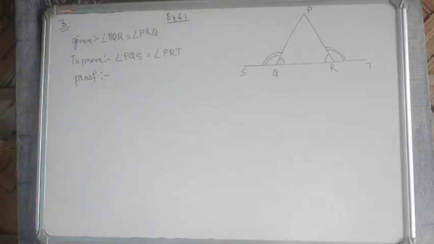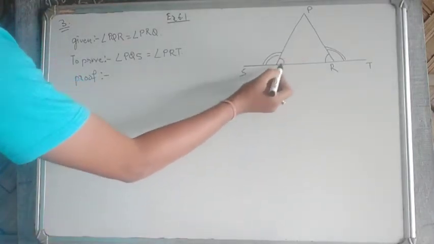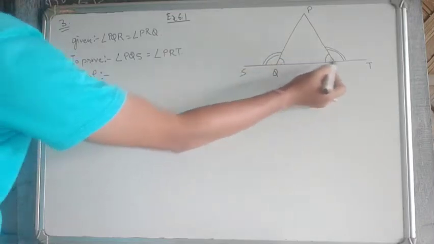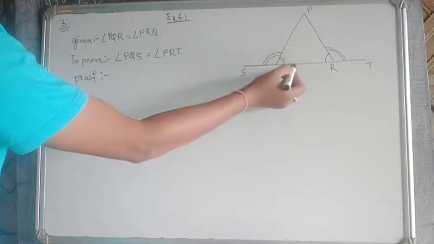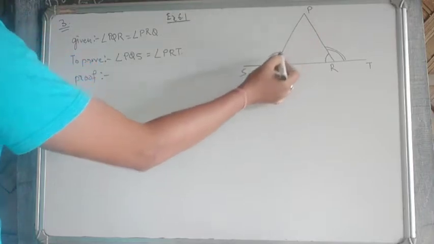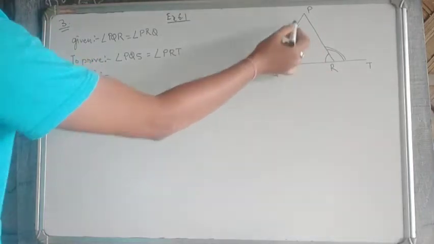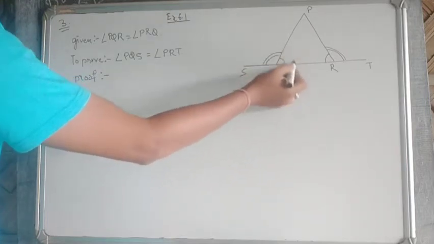So how will you prove that? First we can say this whole is becoming a line SQRT. This is a straight line. So we can say this whole is 180. So PQR, this angle, and PQS, that means this angle, these two angles are becoming 180.